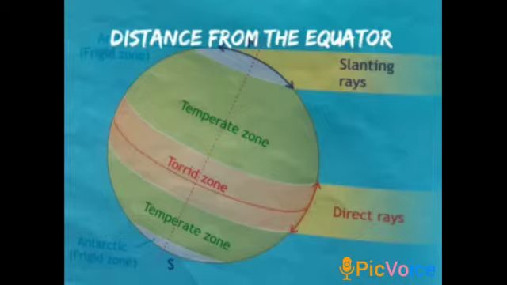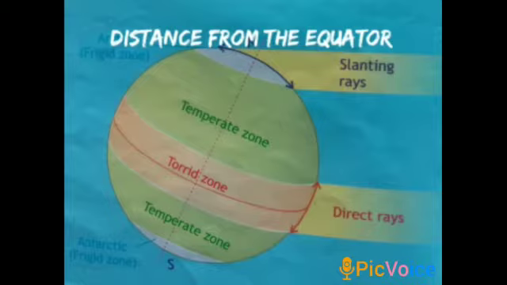Then the area around the North Pole is called Arctic. The area around the North Pole is called Arctic and the area around the South Pole is called Antarctic. Okay, we divide the earth into three zones. Torrid zone, this area gets more sunlight. They get direct rays of the sun. So this place is very hot. The area around the equator is the torrid zone.